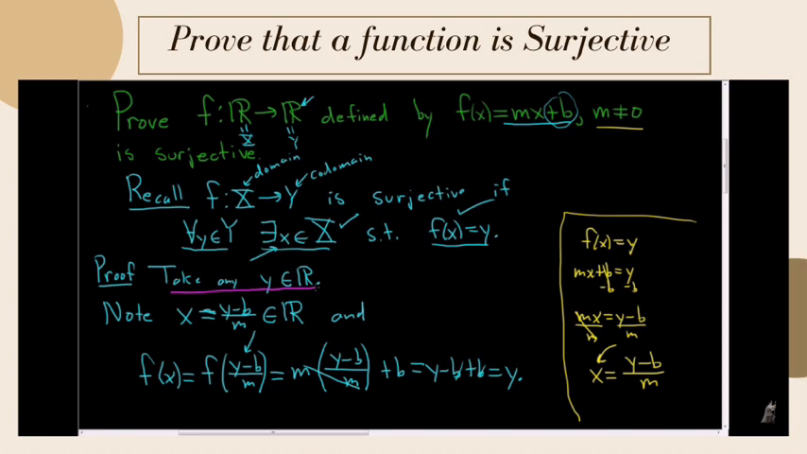So we started with a y in the codomain. We showed that there exists x in the domain such that f of x is equal to y. So this shows that f is surjective. So we proved that the function is surjective.